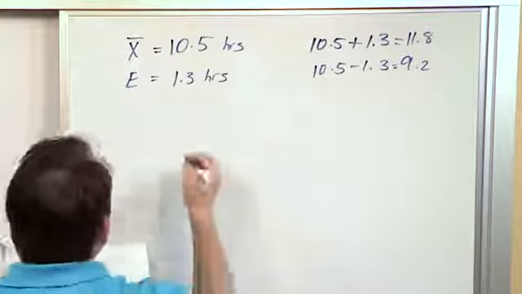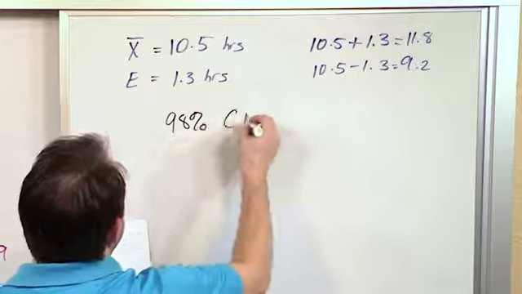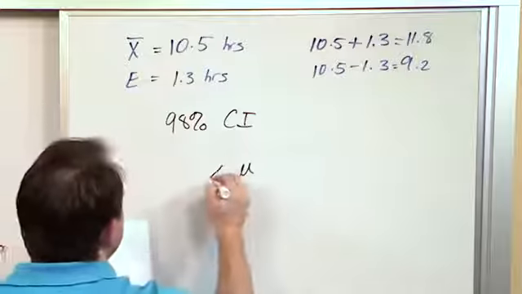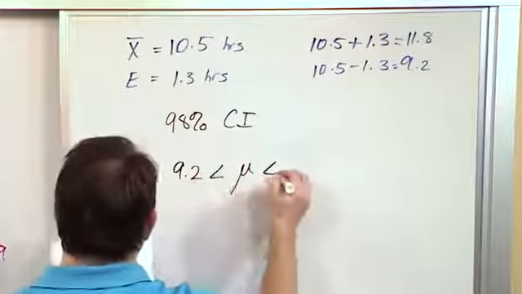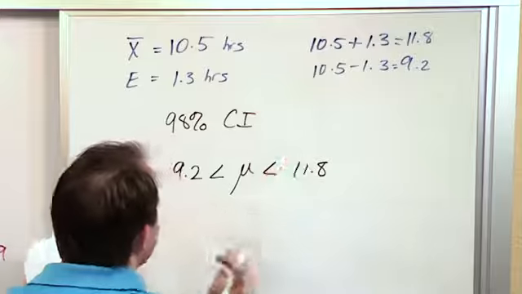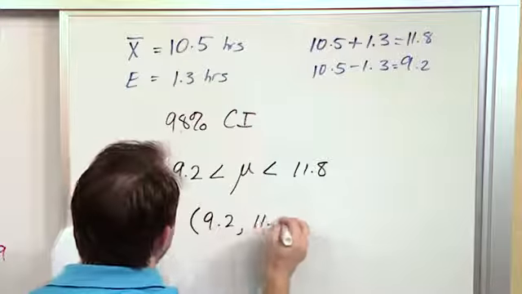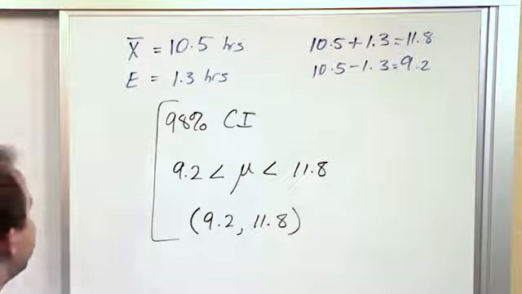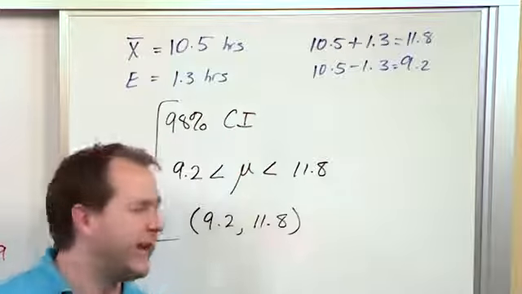And so to write that down, you can say we are 98% confident that the population mean is going to be greater than 9.2 and less than 11.8. Or if you want to write it more as an interval, open the parentheses and say 9.2, comma 11.8. Either one is acceptable.